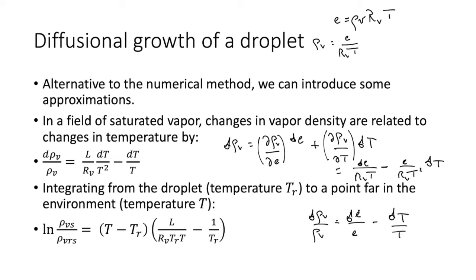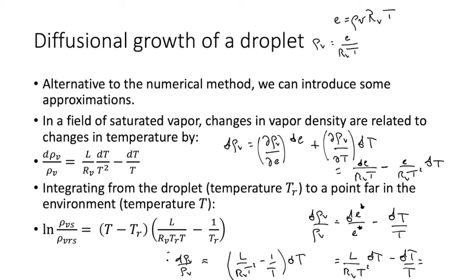Simple. Now we are at saturation, so this is at saturation. What does this look like? Well, this looks like something that Clausius-Clapeyron could help you with. And so this is L over RV T squared dT minus dT over T. Oh, how nice. You can gather everything as a function of, let me write it here. So this becomes L over RV T squared minus 1 over T, dT. Oh, okay. So now integrate, and this was d rho over rho. So now integrate.